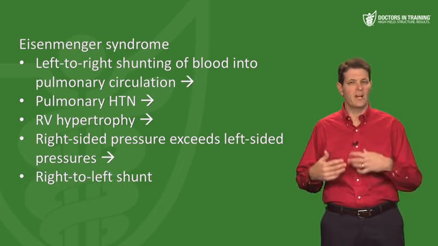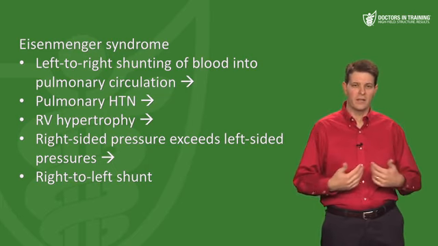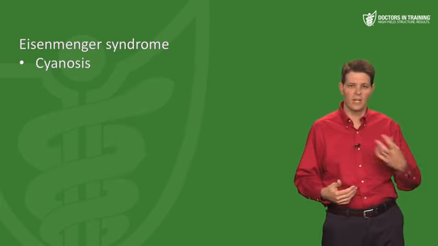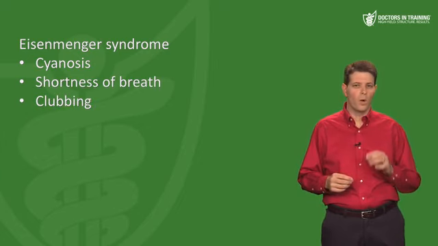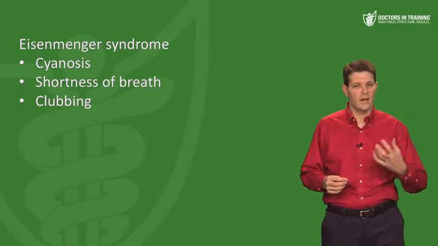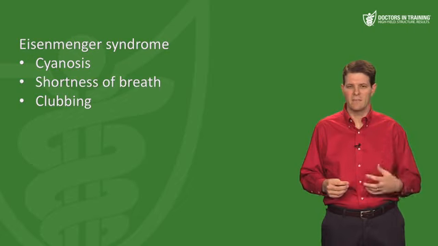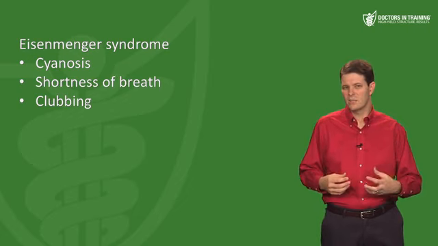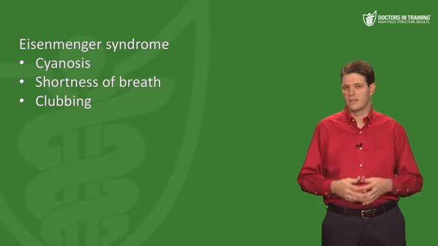So now you have deoxygenated blood going from the right side of the heart over to the left side of the heart and into the systemic circulation. And this leads to cyanosis, and shortness of breath, and clubbing of the fingers. So again, one reason you might give indomethacin to close a PDA is to prevent Eisenmenger syndrome. So left to right shunts like PDA or VSD are not cyanotic lesions initially, but if they're severe and if they're left untreated, they may develop cyanosis later in life.